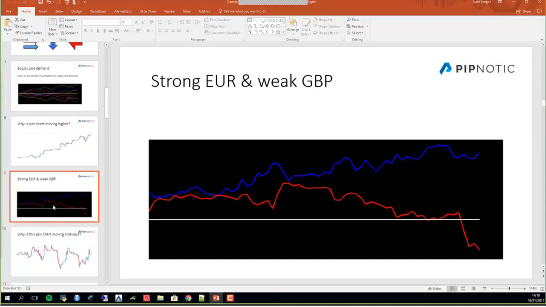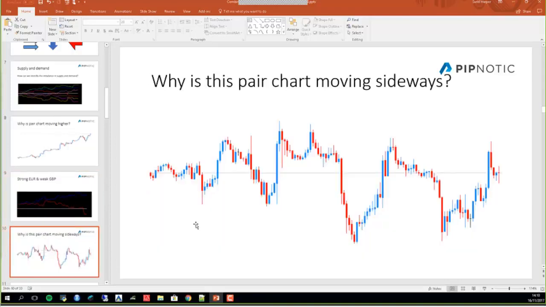So this is causing this currency pair to move higher. Then we have this one here, which is a very typical range-bound market. Price is wriggling sideways, as you can see here. So price is going up, it's going down, it's going up, it's going down.